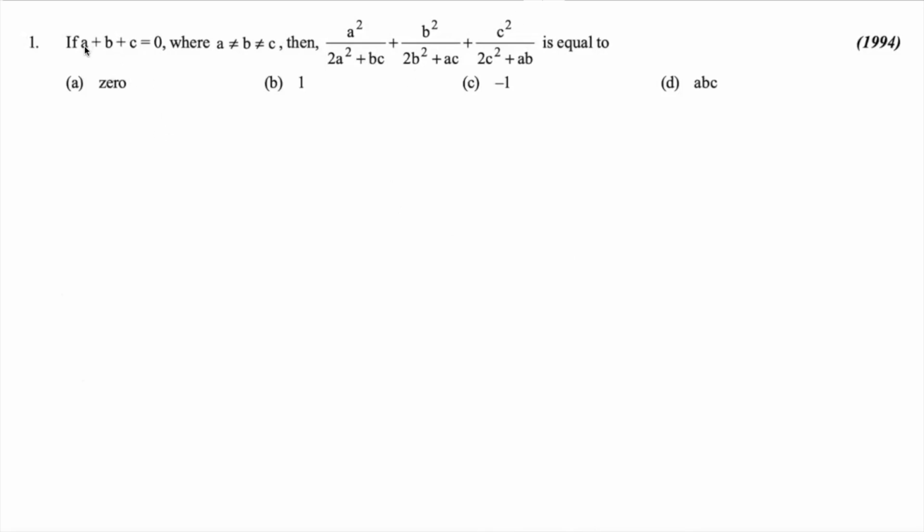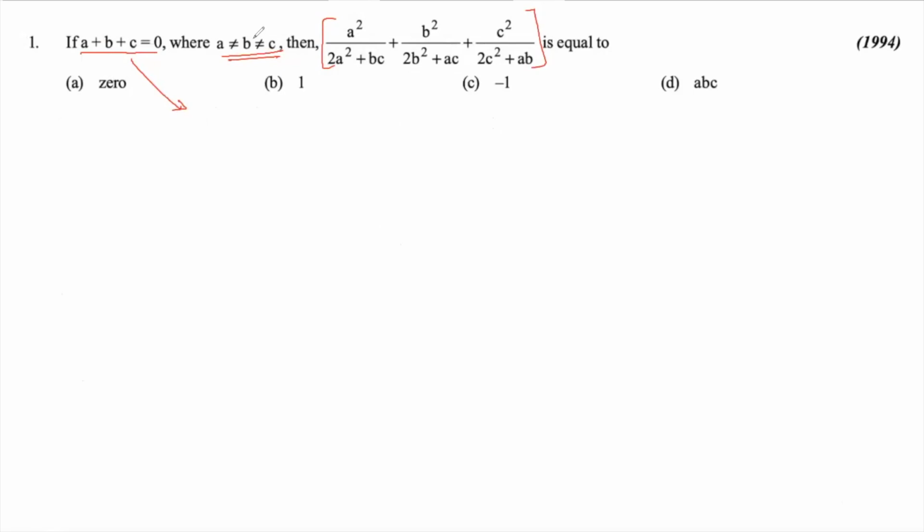All right, so it's given that a plus b plus c is 0 and a, b and c are not equal. Then what is the value of this expression? Now, I'm still looking at the formal way of solving the question, but in the meantime, we have a quick shortcut to particularly solve this question.